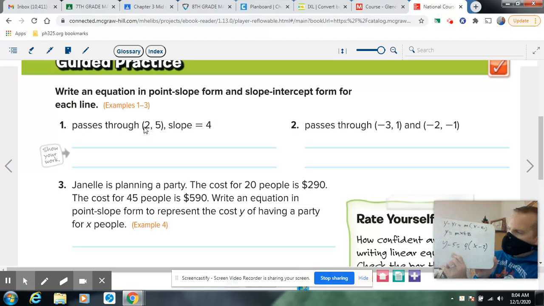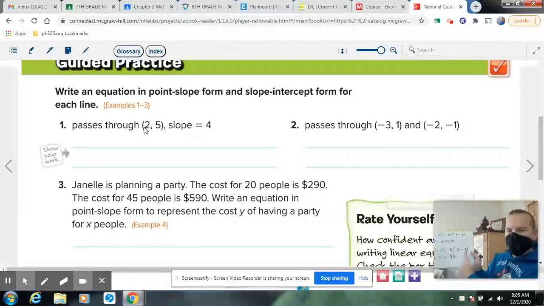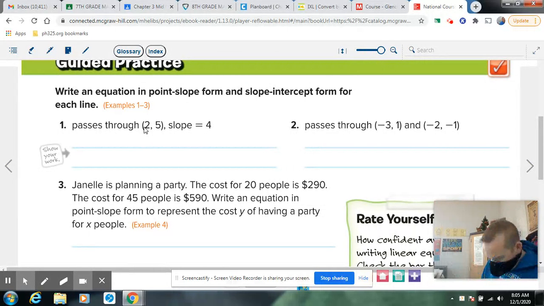There is my answer. Number 1. Now, we have to write that in slope intercept form. So we need to distribute. So I write y minus 5 equals 4 times x, which is 4x, 4 times negative 2, which is negative 8.